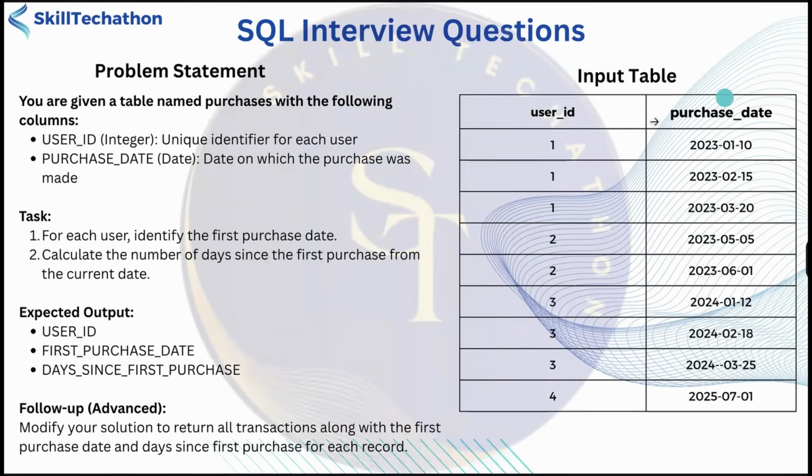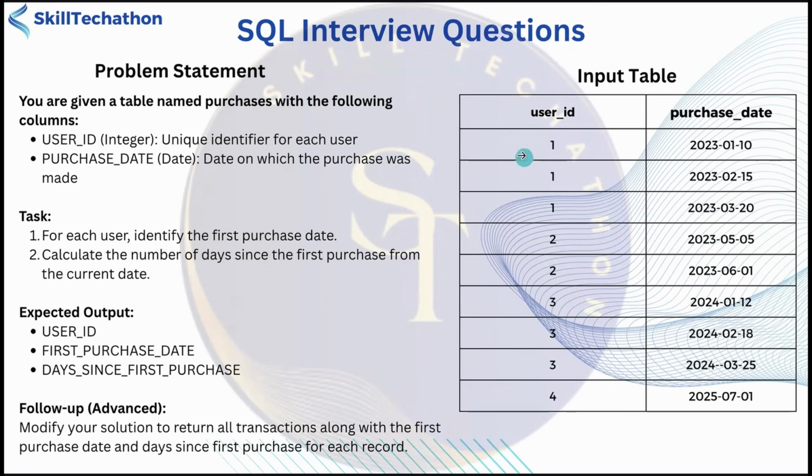So we have been given a purchase table which contains two columns. User ID, which represents the unique identifier of a user. Then we have a purchase date column, which tells us when the user made a purchase. Now, each user can have multiple purchase records in this table.